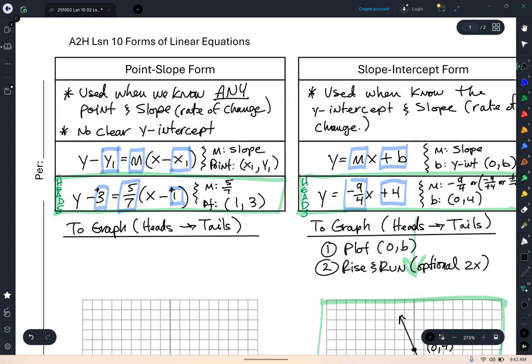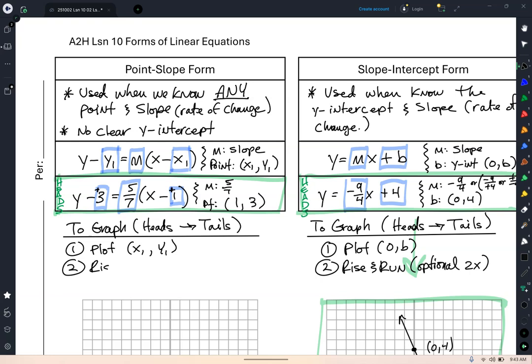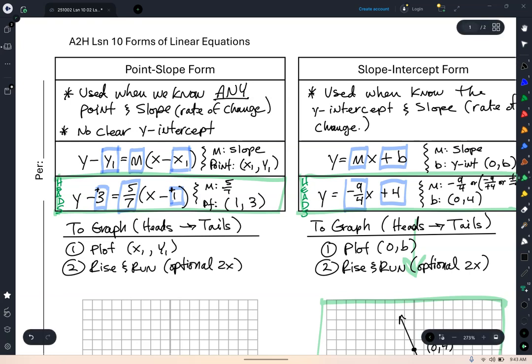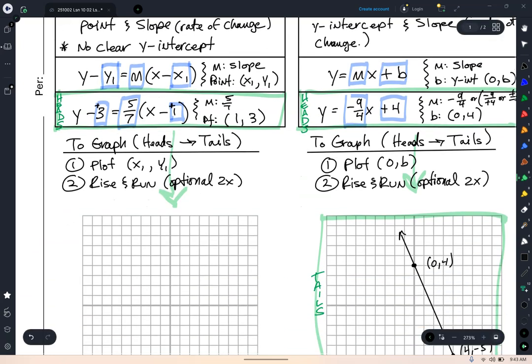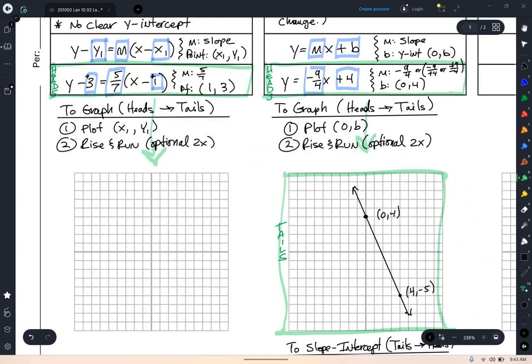To go from heads to tails, we are going to plot the point that we pull right out of our equation, our x1, y1 point, and then we are going to rise and run. And again, this is optional: do this 2 times if you want to keep things really nice and neat and organized. And again, we're going from heads to tails, so I'm going to draw my little arrow here.